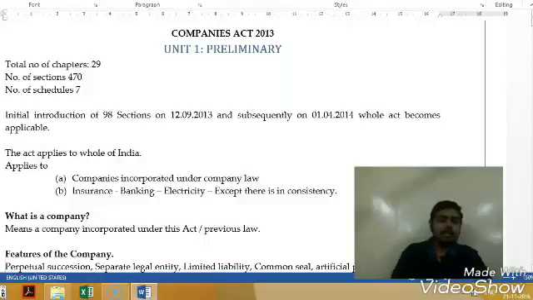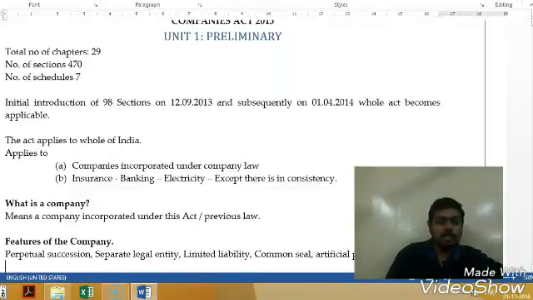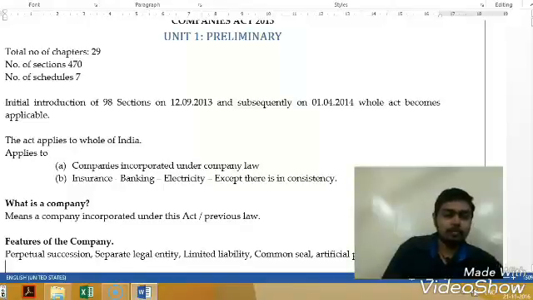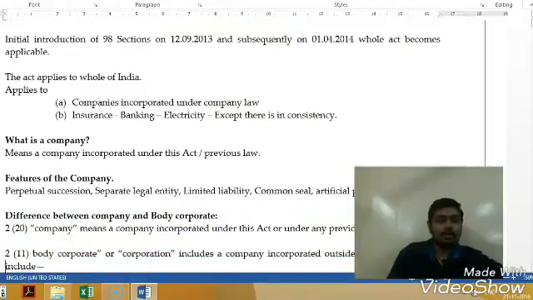So we are revising the entire Companies Act 2013. How many chapters are there in the Companies Act 2013? 29. And how many sections are there? 470 sections. And there are 7 schedules in the Companies Act. And the Act is applicable to all of India.